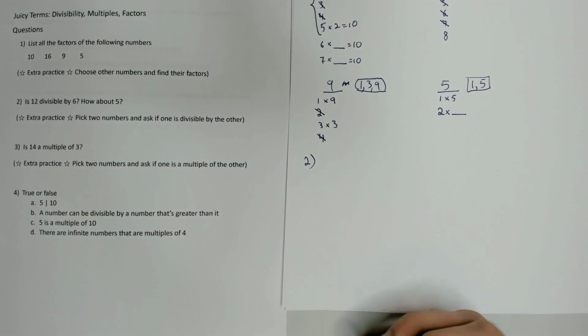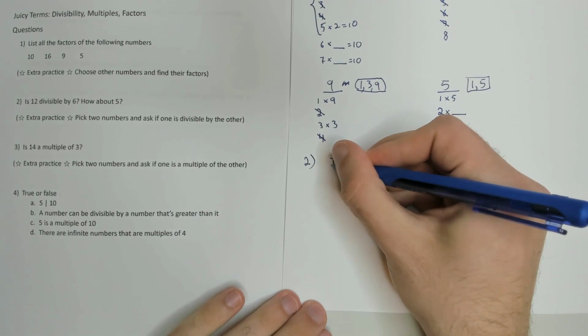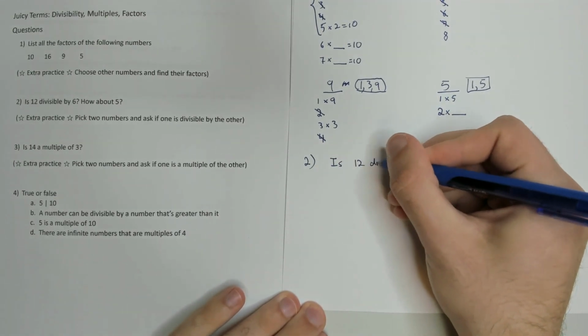Is 12 divisible by 6? How about 5? All right, so let's look at the first part. Is 12 divisible by 6?